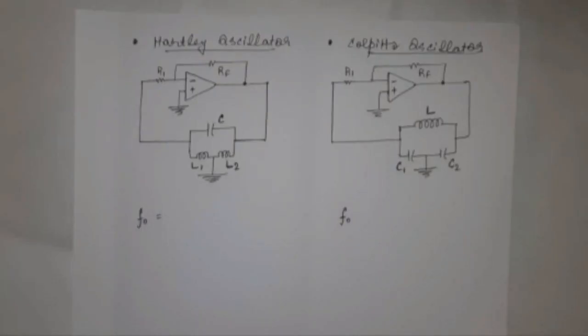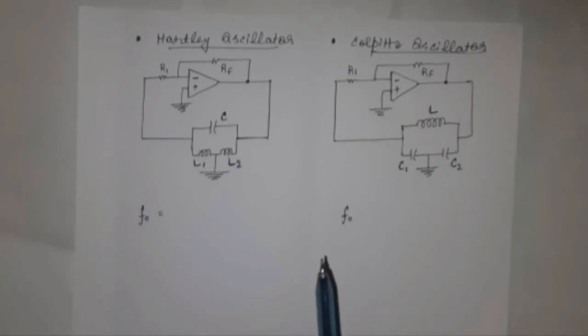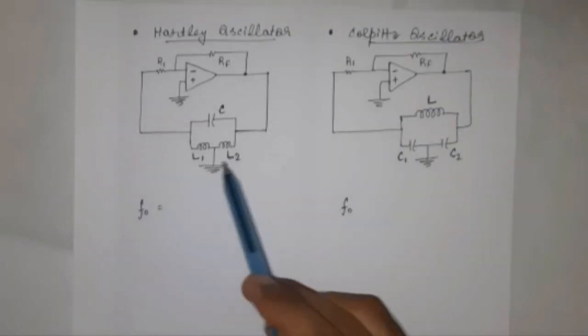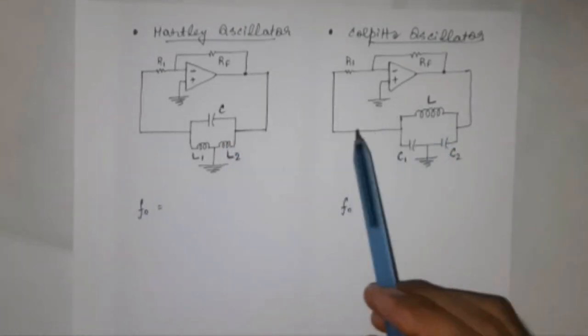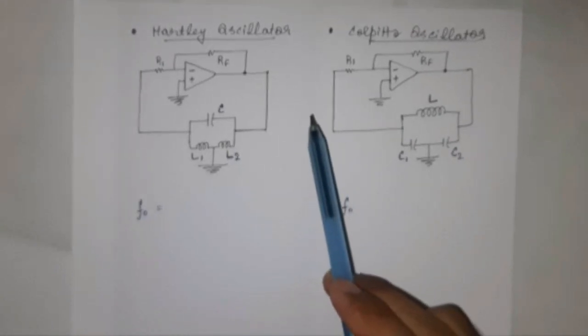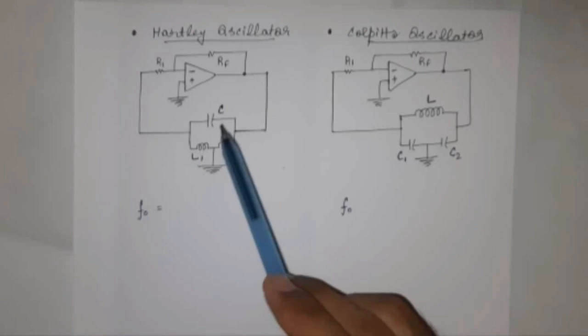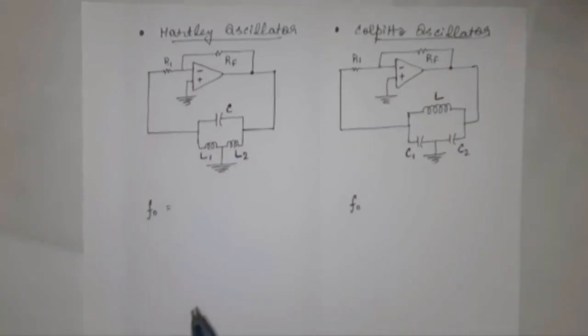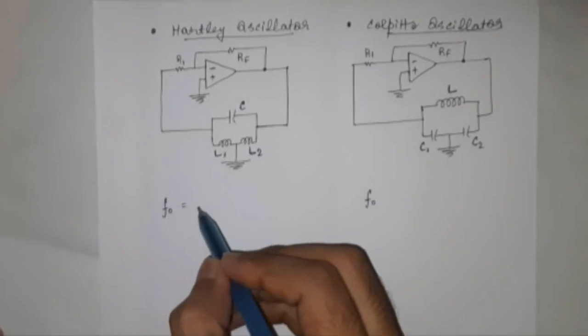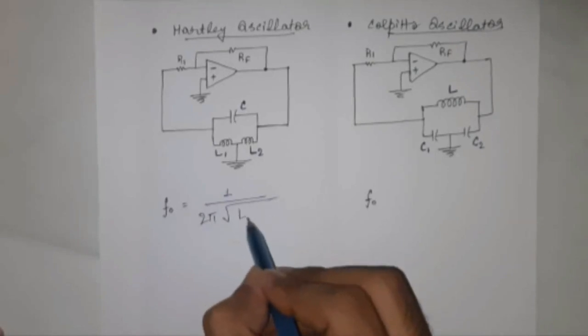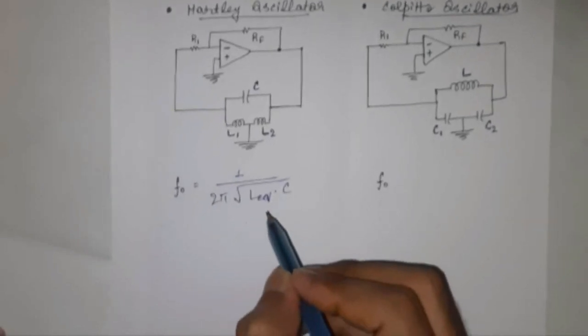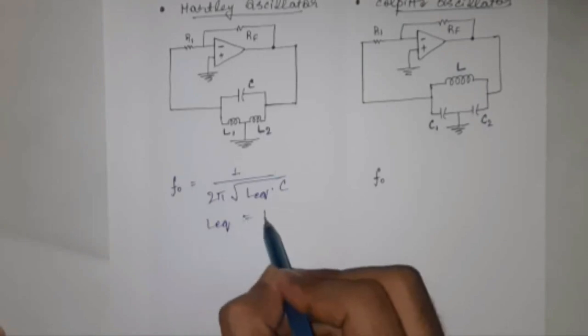Hartley oscillator and Colpitts oscillator. I thought of presenting these to you in a comparative style because you can see quite similar circuits. Here L1, L2, C, and here C1, C2, L. By studying in a comparative manner, we can easily remember the Hartley and Colpitts oscillators along with their circuit diagrams. The frequency of oscillation for the Hartley oscillator is given by F0 equal to 1 by 2 pi under root L equivalent into C, where L equivalent is given by L1 plus L2.